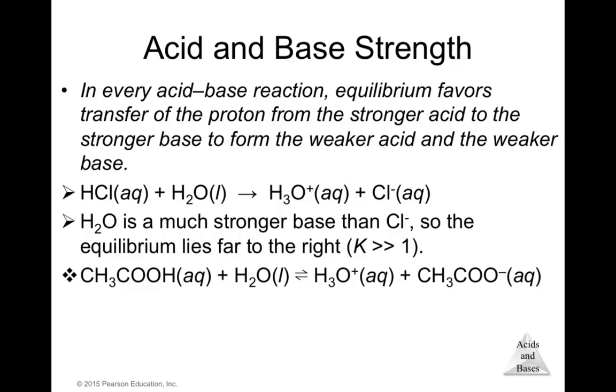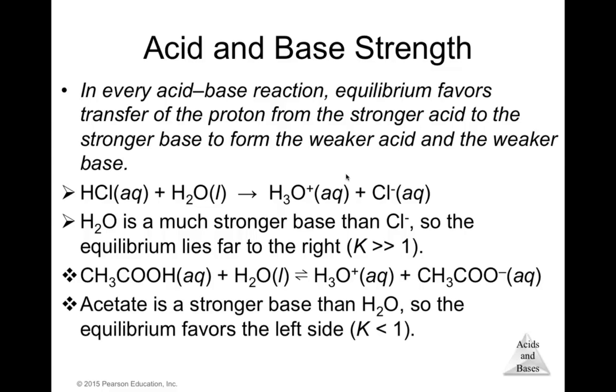Here we have acetic acid plus water producing H3O+ plus acetate. In this one, acetate is a stronger base than water, so the equilibrium favors the left side. Okay, so when we have a stronger acid and a stronger base on one side, the reaction will go toward the weaker ones, and if the stronger species are in the products, it will shift to the left side.